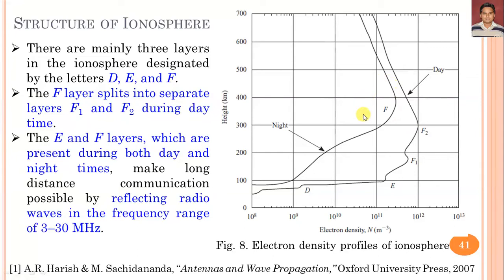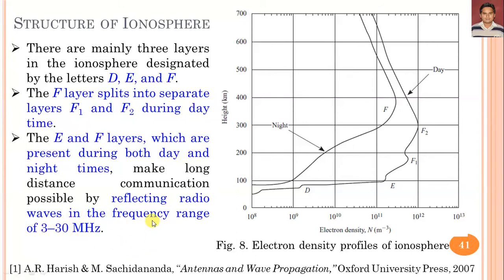The F layer, here you can see, exists at night only, but in the daytime this F layer is split into separate layers termed F1 and F2 layers. The E and F layers, which are present during both day and night, make long distance communication possible by reflecting radio waves in the frequency range of 3 to 30 megahertz.